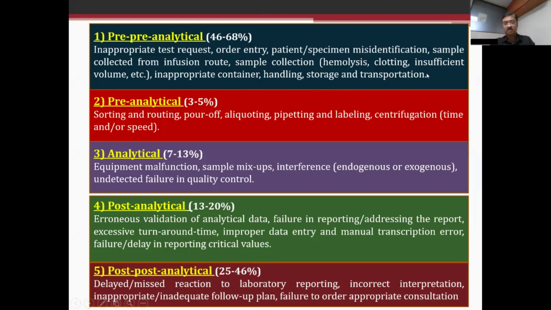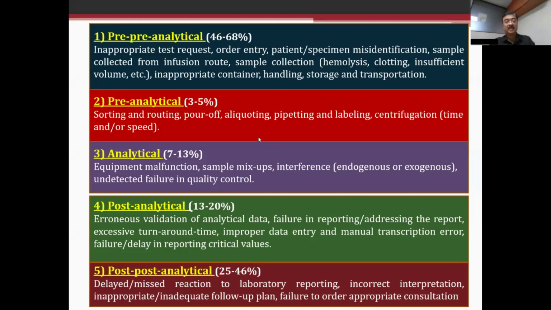Then handling, storage and transportation are the issues where you may have a sample compromised. Now, pre-analytical processes like sorting and pouring, aliquoting, pipetting, labeling, centrifugation can also lead to some error.